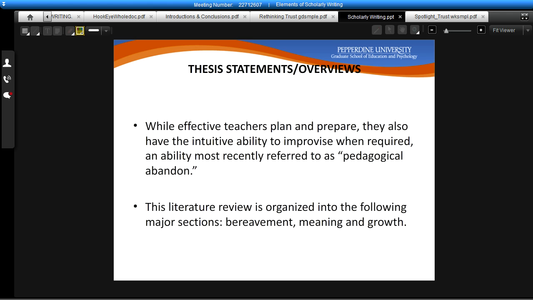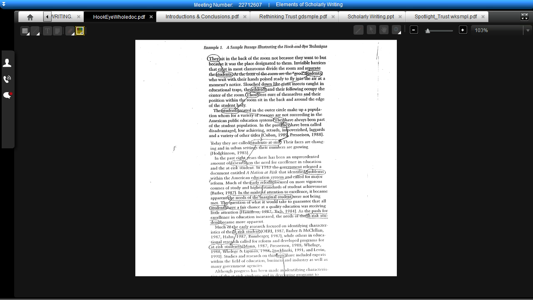One other method that is effective when you're doing your writing, to make sure that your ideas are being followed in a logical flow, is using the hook and eye technique. Are either of you familiar with the hook and eye technique? Have you heard of that before? I am not. Very long time ago, but I could use a refresher.